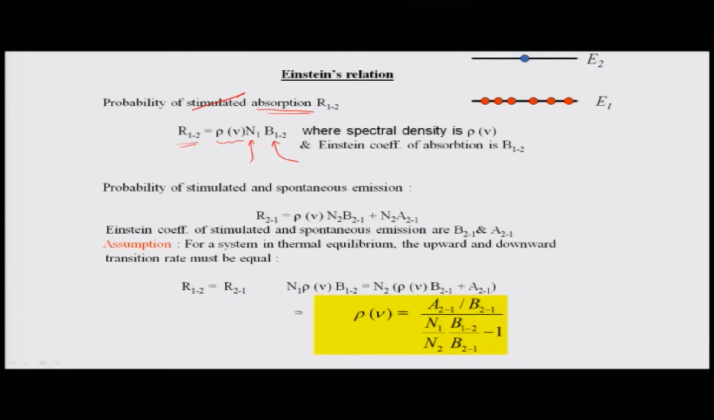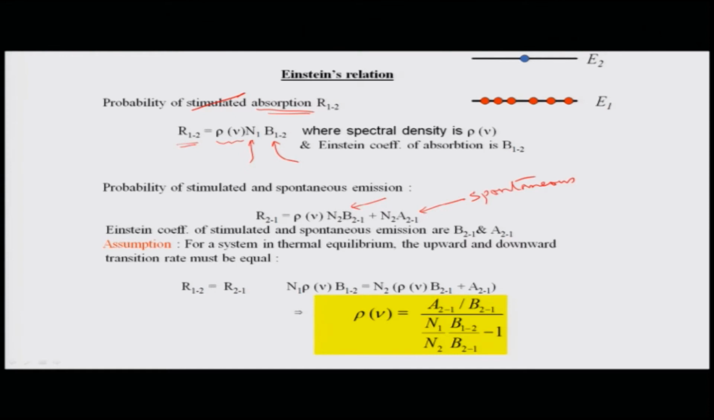So, the probability of stimulated and spontaneous emission is more like this particular case, where the A coefficient, going from state two to state one, is spontaneous, whereas the B coefficient is the stimulated case. The spontaneous one is the one which is connected; both of them are connected to the excited state.